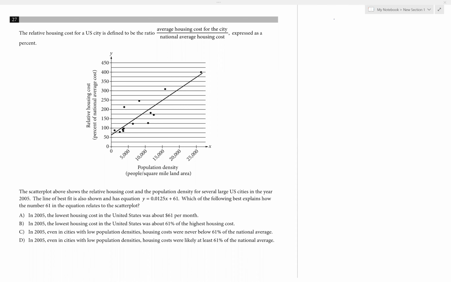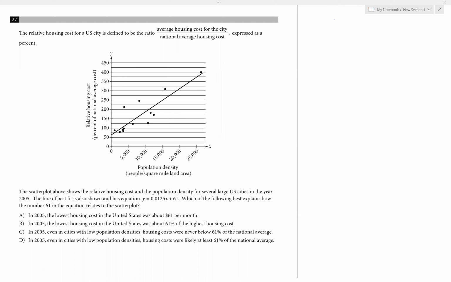All right, question 27. The relative housing cost for a U.S. city is defined to be the ratio of the average housing cost for the city divided by the national average housing cost, expressed as a percent. The scatter plot above shows the relative housing cost and the population density for several large US cities in the year 2005. The line of best fit is also shown, with the equation y equals 0.0125x plus 61. Which best explains how the number 61 in the equation relates to the scatter plot?